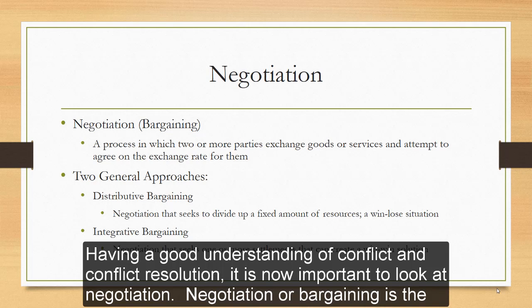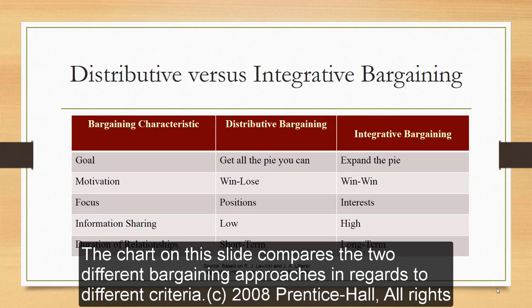Integrative bargaining seeks one or more settlements that can create a win-win situation for all parties involved. Sometimes there may be a creative, innovative solution where both parties can be at an advantage, and that's a win-win solution. This slide describes the differences between distributive and integrative bargaining a little bit more.